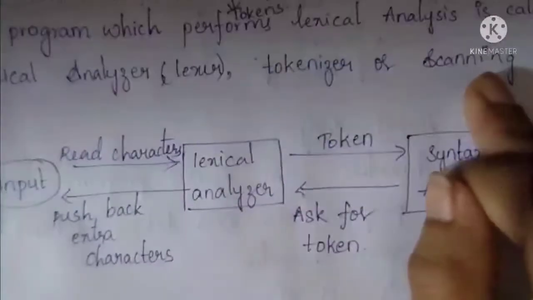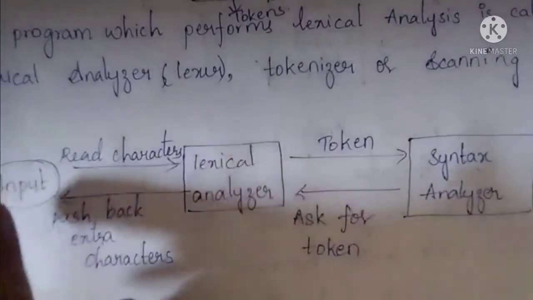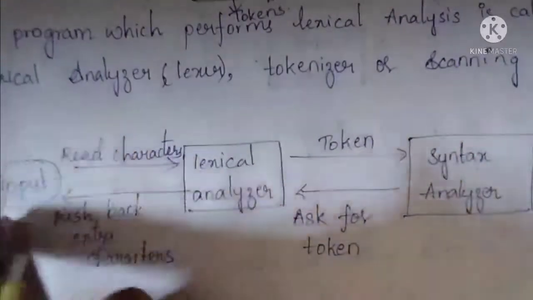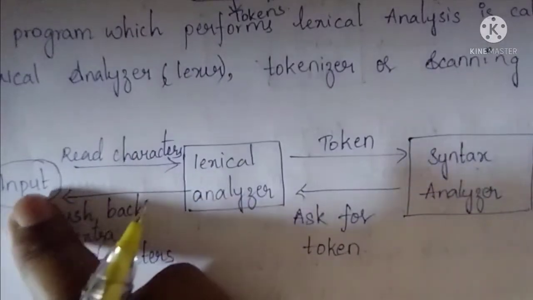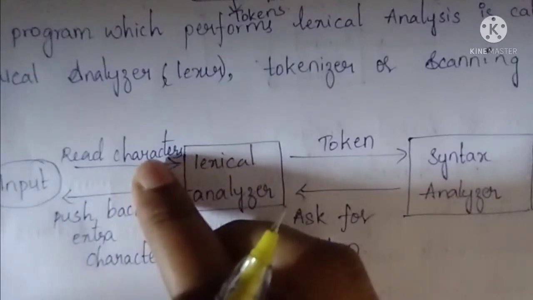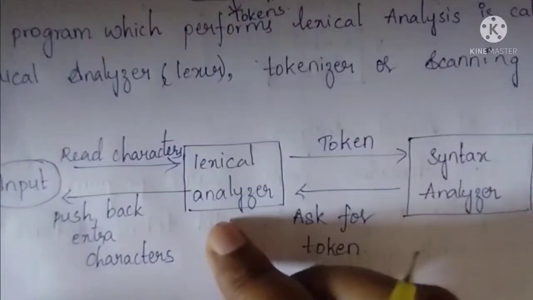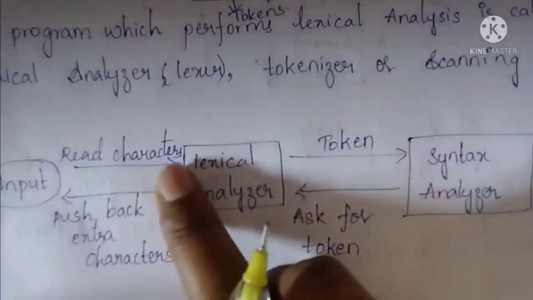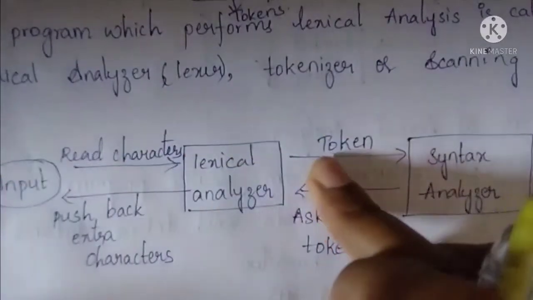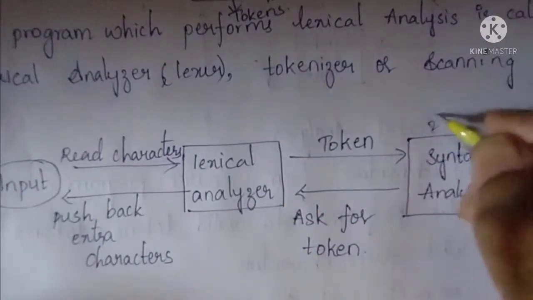See in the diagram once. We are seeing the definition in diagrammatic format. First we read the input, and here the input is the source program. From the source program, first we will read the characters, each and every character. After reading the characters, it will give them to the lexical analyzer, which is the first phase of the compilation. The lexical analyzer reads the characters from the source program and generates the tokens. Those tokens we give to the syntax analyzer, which is the second phase of compilation.